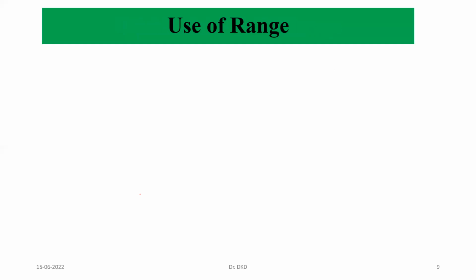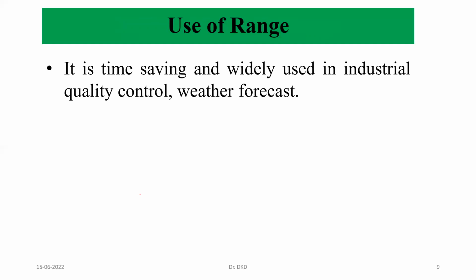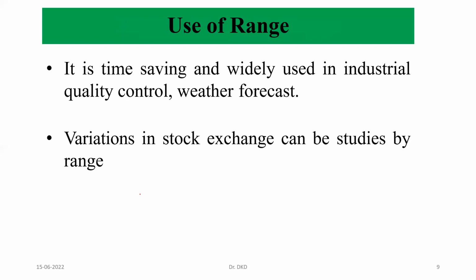As for the usage of range, it is time saving and widely used in industrial quality control and weather forecasting, and variation in the stock exchange can be studied by range. So this is the simple way we can calculate range for ungrouped and grouped data sets, and we can understand its advantages, disadvantages and uses. Thank you.